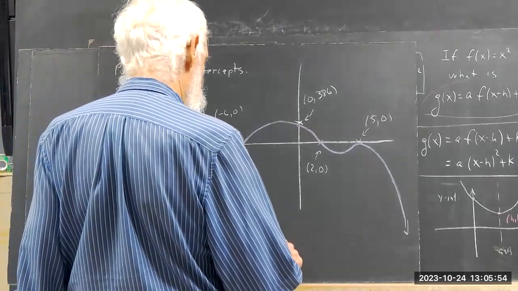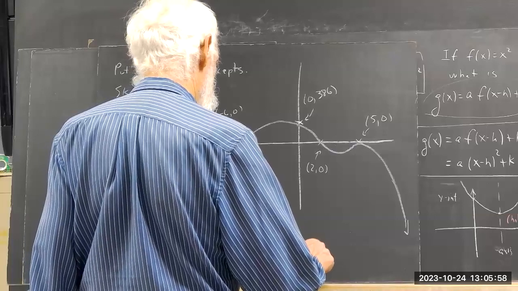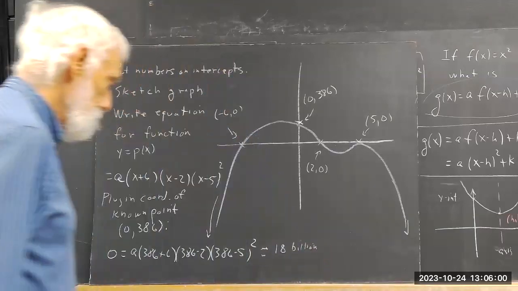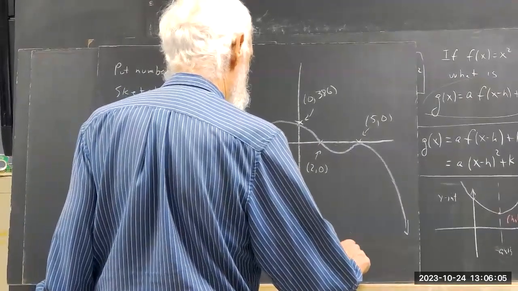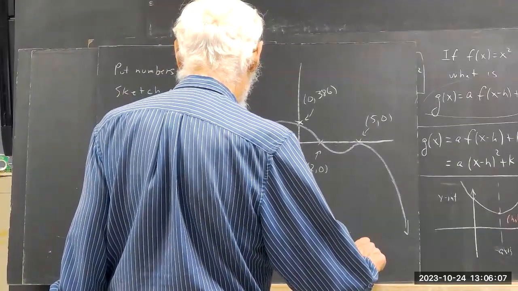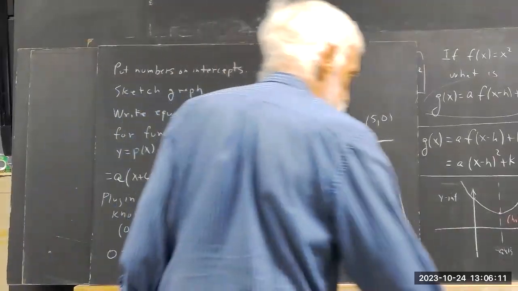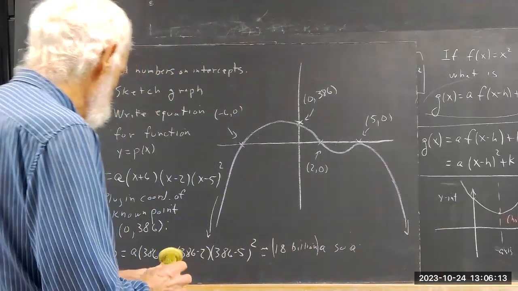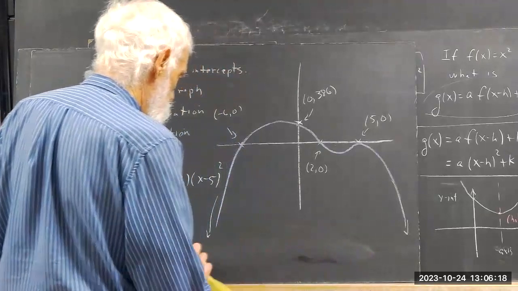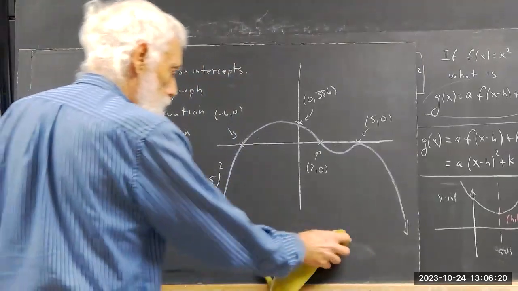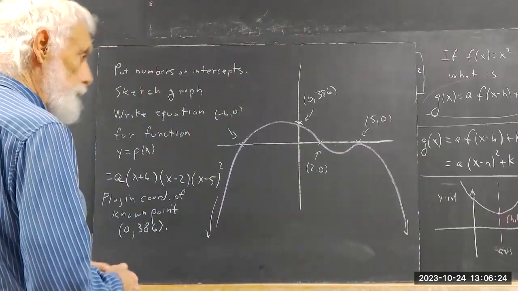So I'm going to say it's about 18 billion times A. And wait a minute. See what happens when I get in a hurry. Not blaming Zoom, I think it's an internet connection. Let me do it right.